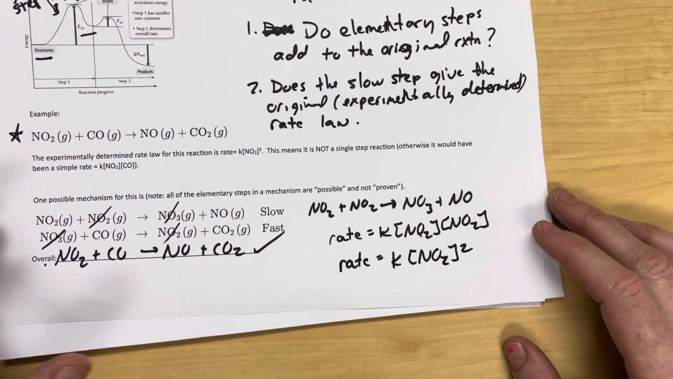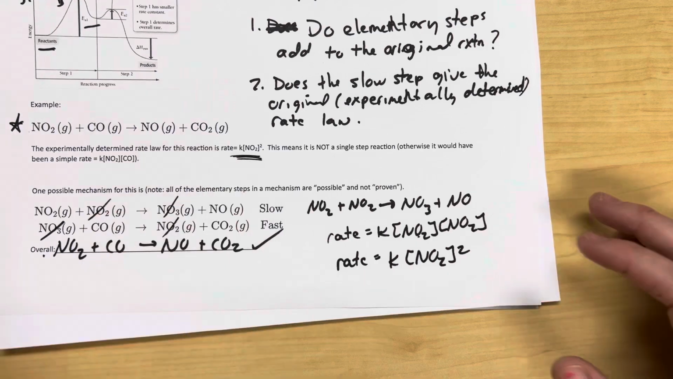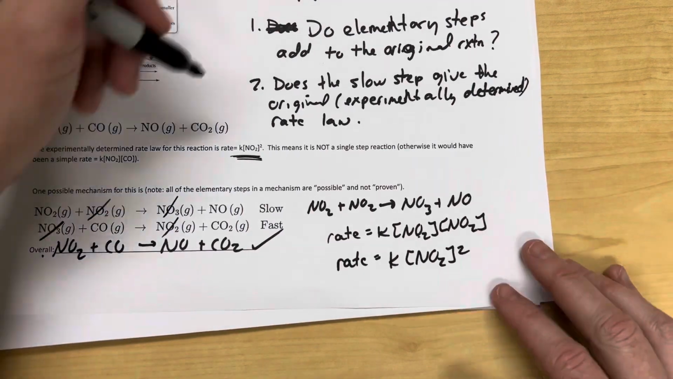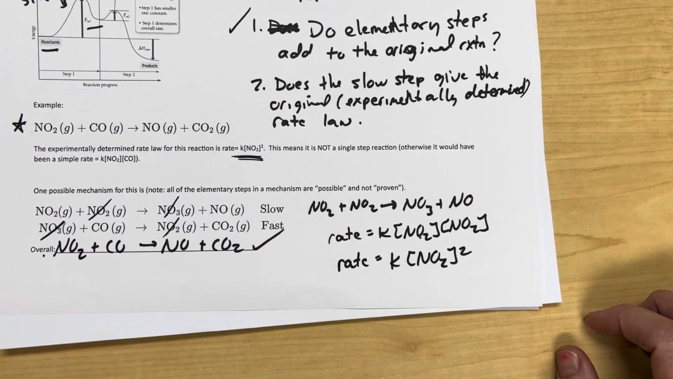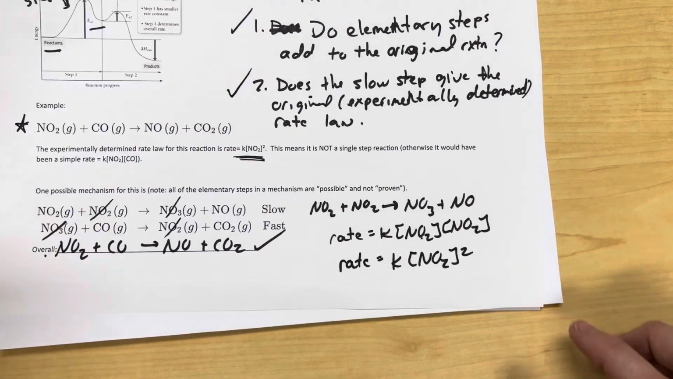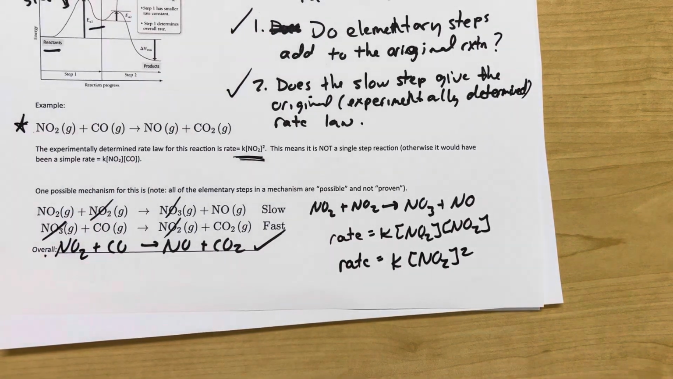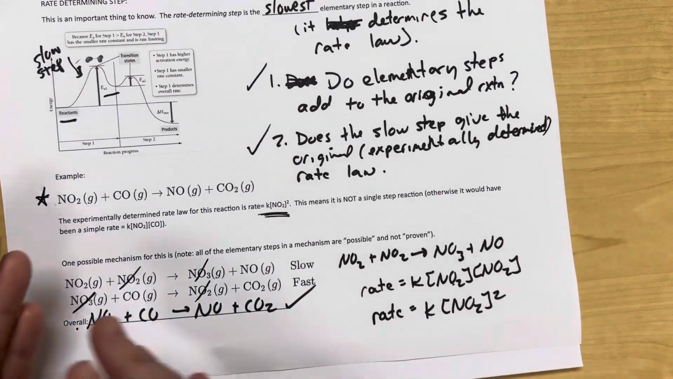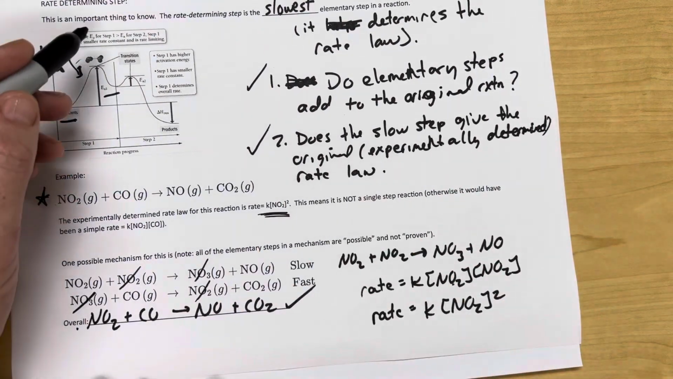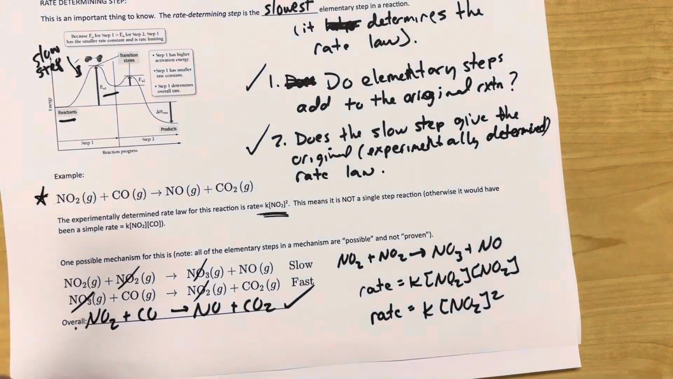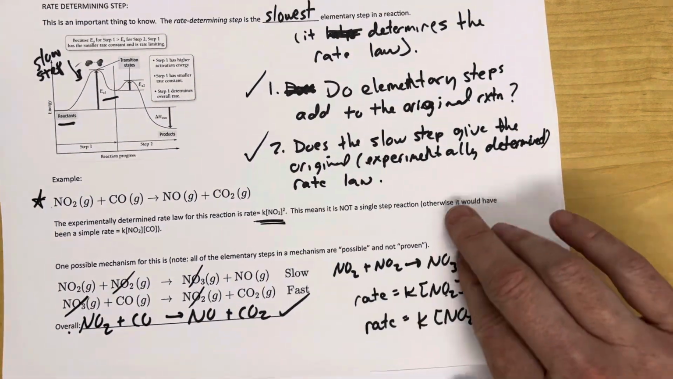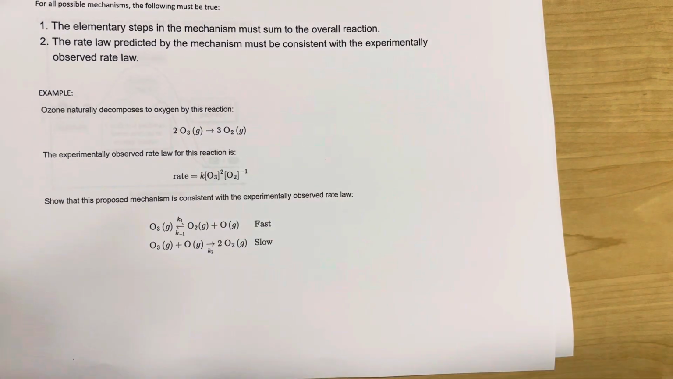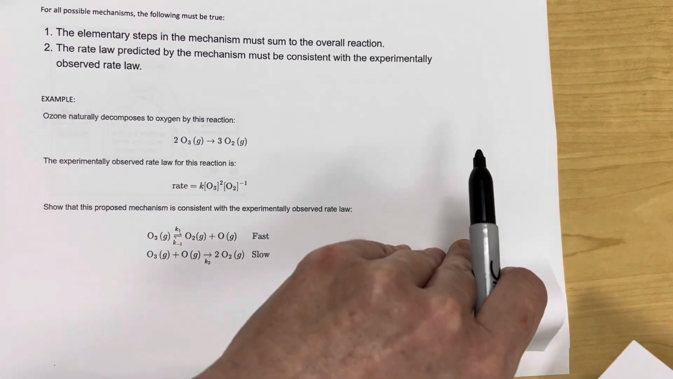What was the experimentally determined rate law in this? It was k times NO2 squared. So we added them up and they got the original reaction, and we looked at the slow step, and lo and behold, the slow step's rate law equaled that of the overall reaction. And hopefully that should make some sense, because what actually determines how fast a reaction is going to go is the slowest part of that reaction. The rest is just easy as pie. Nothing's easy as pie, but hopefully you understand.